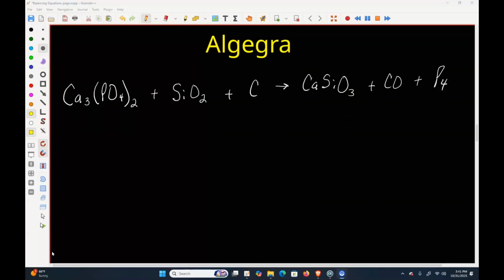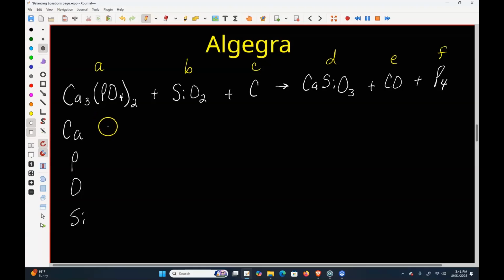Okay, let's try a larger problem. Again, as before, I'm going to say this is A, B, C, D, E, and F. I'll list my elements: calcium, phosphorus, oxygen, and silicon. So let's write an algebraic equation for these. So I have 3 calciums in A, so that's 3A. I have none in B, none in C. I have 1 in D.